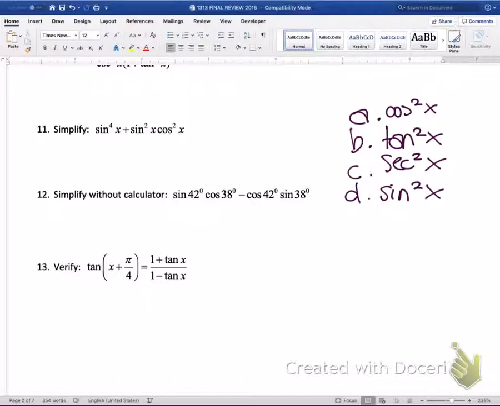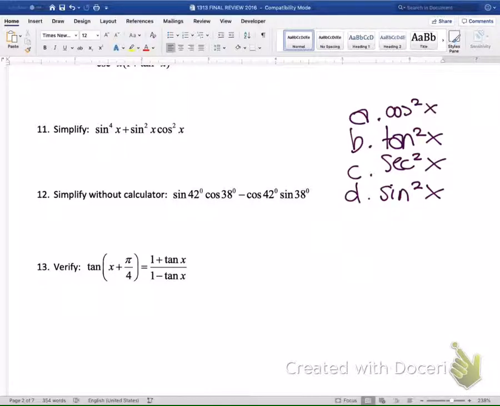So if I want to see which one that simplifies down to, the first thing I'm going to do is go ahead and type in sine of, again, just pick a number like 15 to the fourth plus sine of 15 squared times cosine of 15 also squared. Okay, this gives me a decimal. Not a nice one, but that doesn't matter.